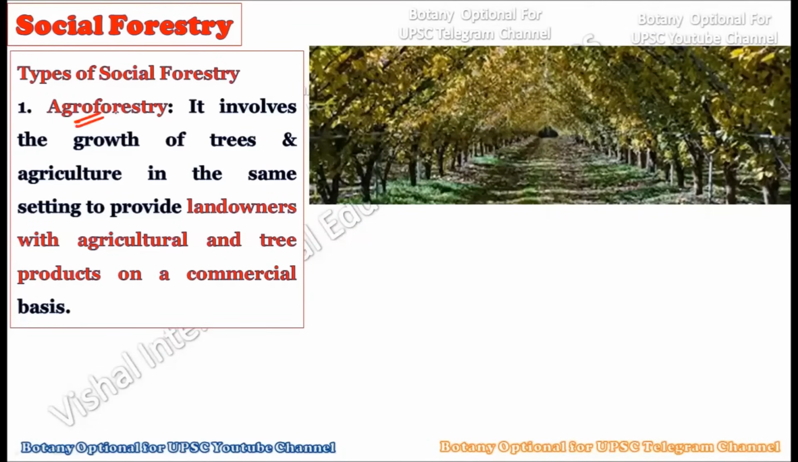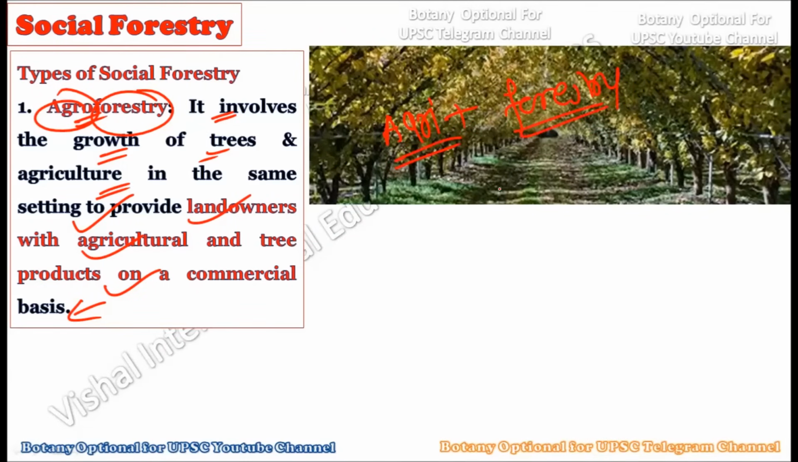The very first is agroforestry. Well, it involves the growth of the trees and the agriculture in the same setting to provide the landowner with the agriculture and the tree product on a commercial basis. So as the name suggests, it's agroforestry. Okay, it is a combination of agriculture plus forestry. That is, the agricultural product along with the forestry product are grown together.